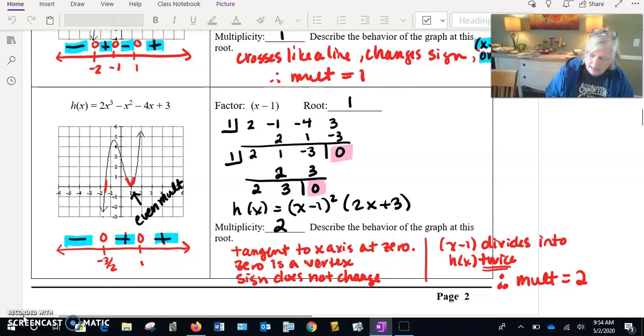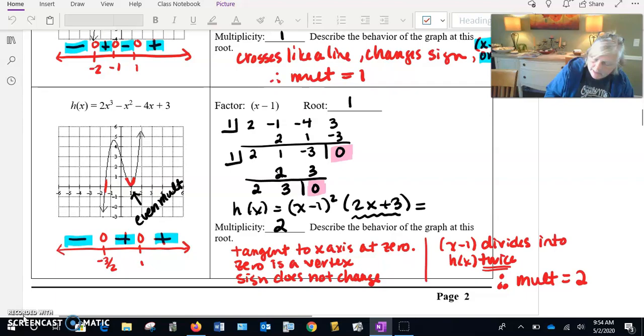Now I went ahead and I wrote it down here at the bottom. I do want to highlight one thing for you here. Notice that this factor, the factor that was remaining, the 2x plus 3, like I was initially talking about with a lot of these different functions, in completely factored form, this would be perfectly fine.